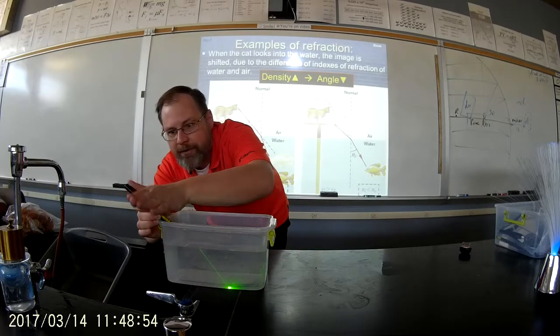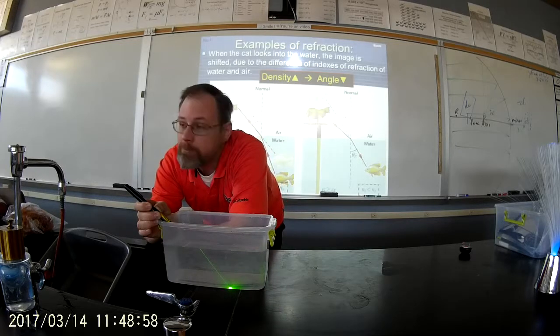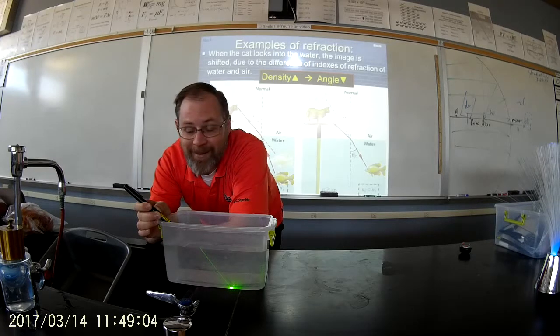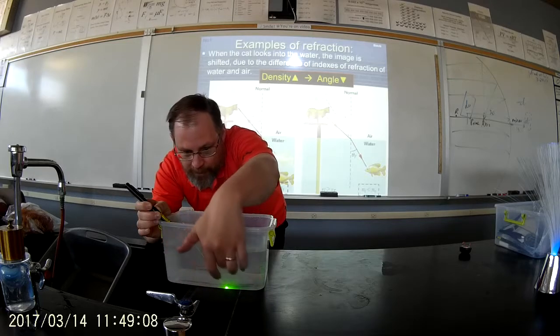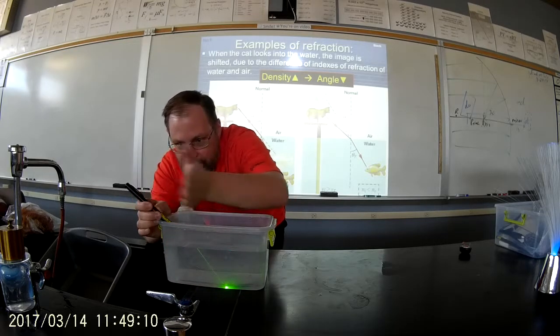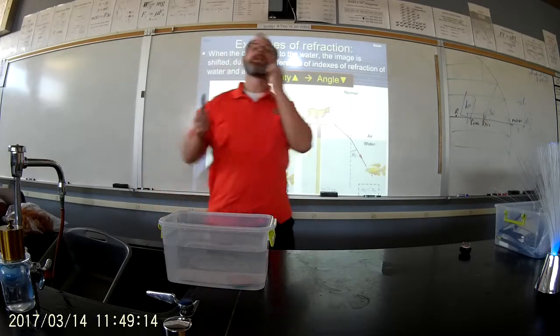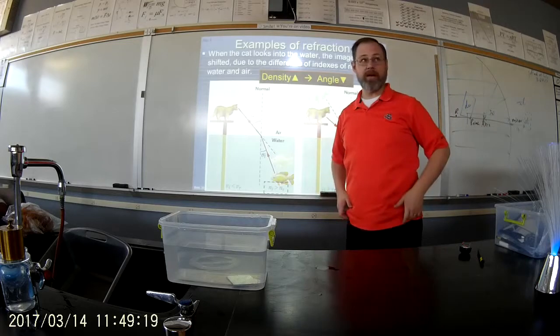Angle of incidence, angle of refraction. Which one's bigger? Really? The angle of incidence is bigger. If you actually look at the angle from here to the angle of refraction, this angle is a lot larger than this angle. Because when light energy strikes a different medium, it changes speed.